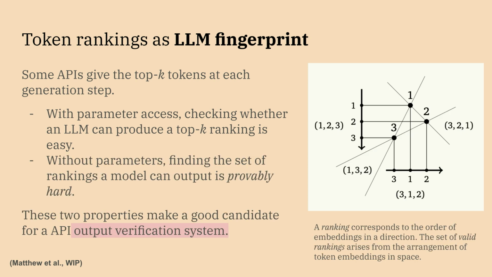Basically, we know that when the parameters are accessible to the model owner, we can recover the affine spheres with tractable algorithms by only looking at the ranking of the tokens from the API. For anyone without access to the parameters, it's provably hard to recover this subspace. So if you have these two properties coming together, you can form a verification system that allows model owners to look at a remotely deployed model and check if it actually belongs to them.